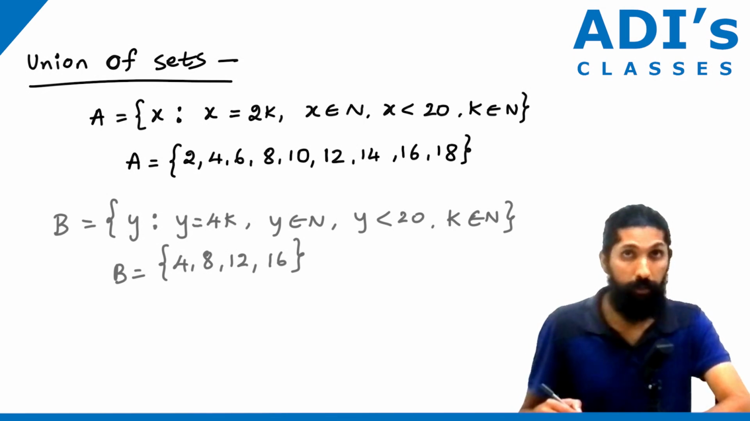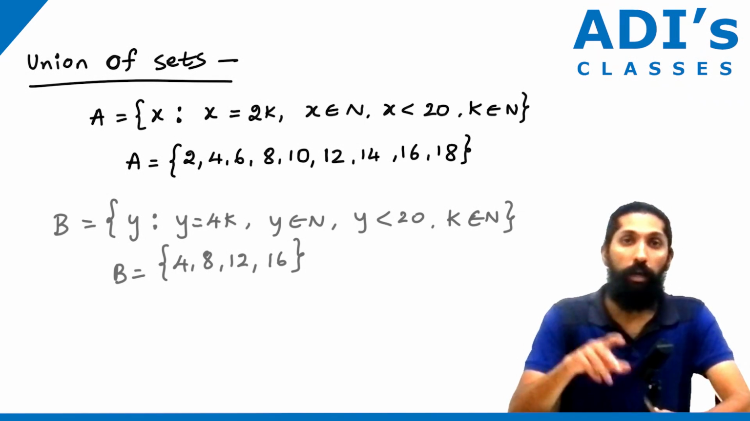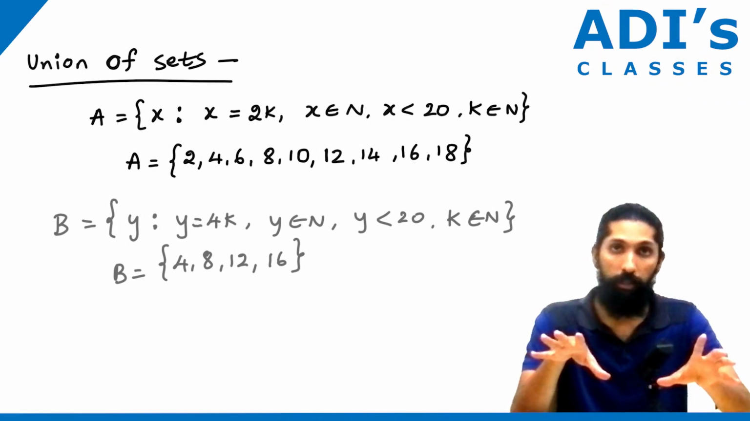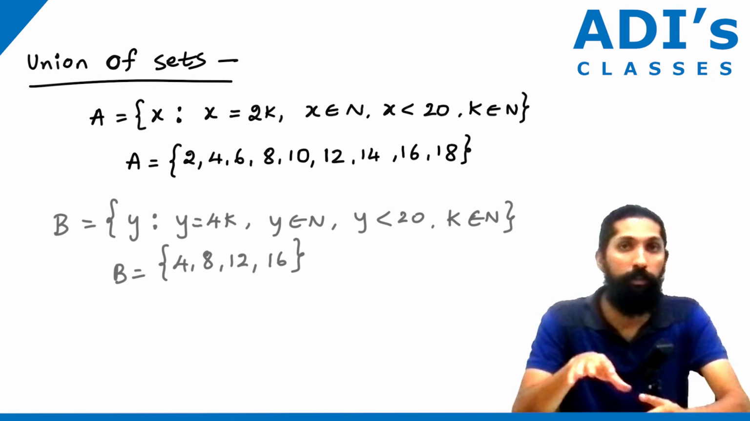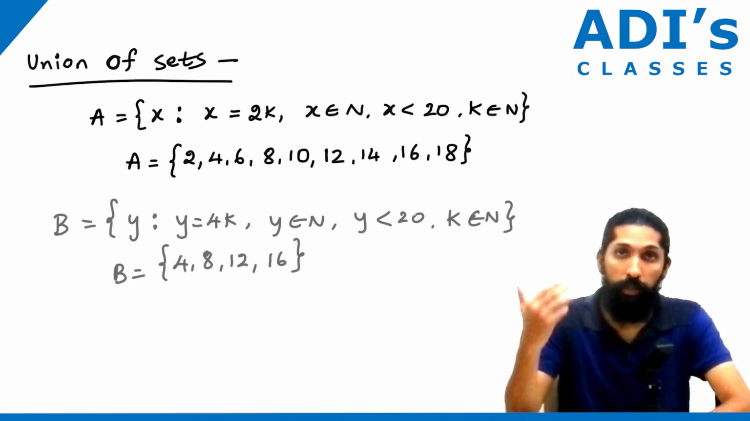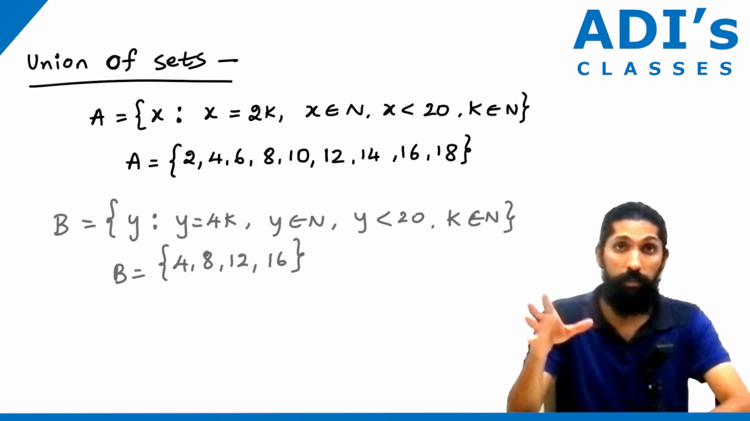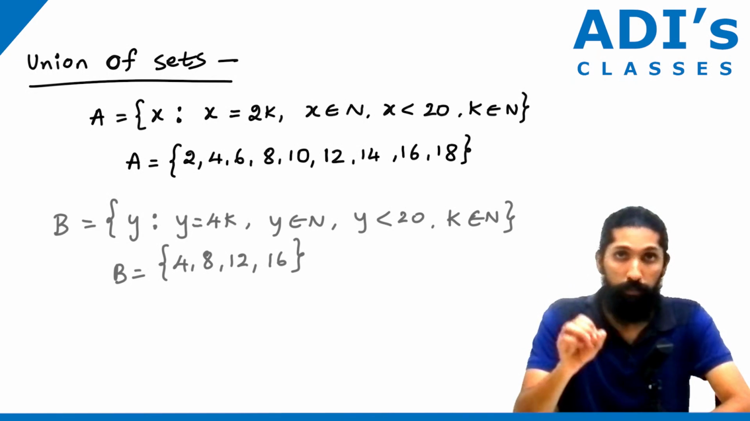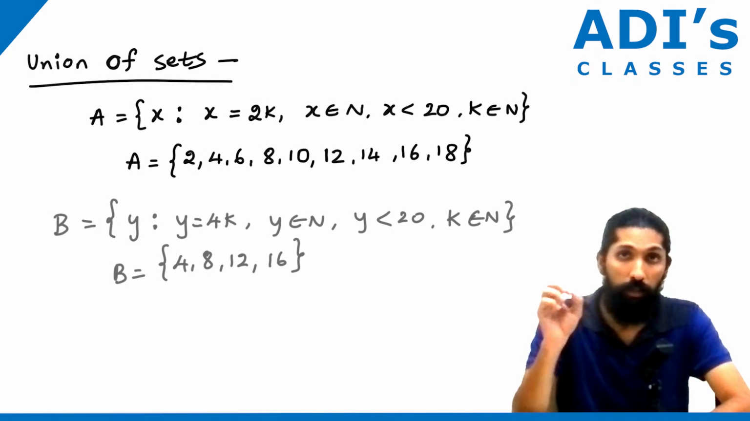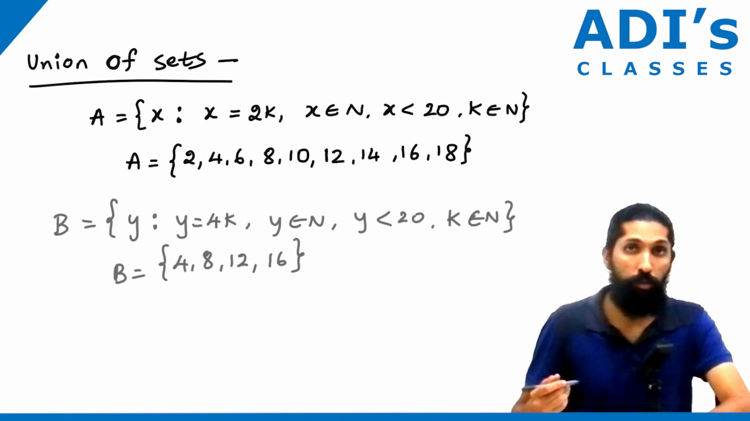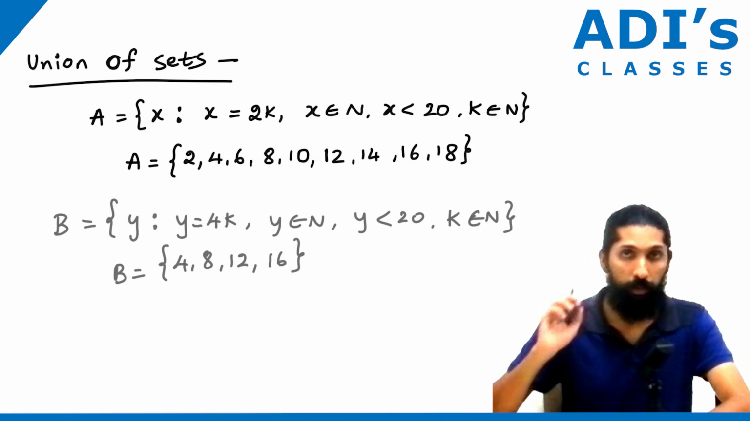There is no 20. Now, union is basically taking the elements of set A, taking the elements of set B, and combining everything together. So union means a combination of the sets. Combination in the sense that we take every element within the two sets. That is what we call the union of sets. Fair enough? Now, how do we represent this over a Venn diagram? It's a very important part.